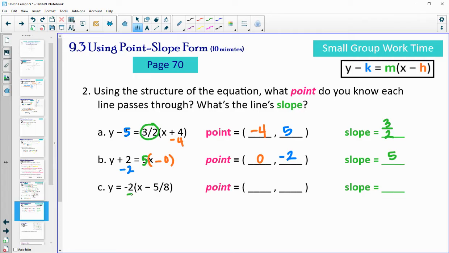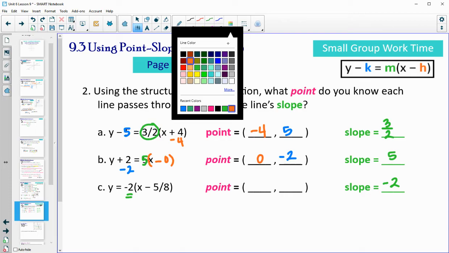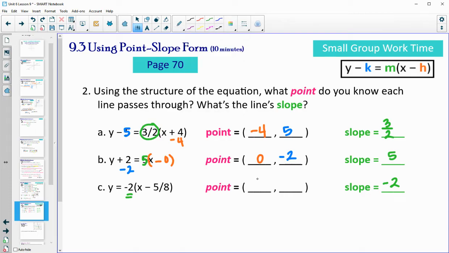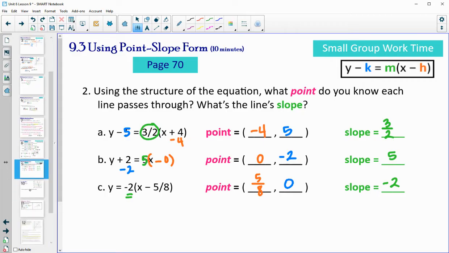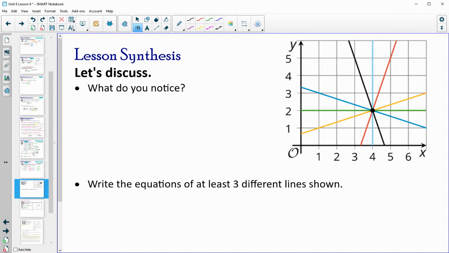Third one, we see the slope here of -2. X coordinate, so what did we subtract? We subtracted 5/8. And then what did we subtract from the y? So nothing, so 0. All right, then given this line here, what are some things you notice about it? And then can you write at least 3 equations of the different lines here? So write 3 equations of the different lines that you see. So go ahead and try that.